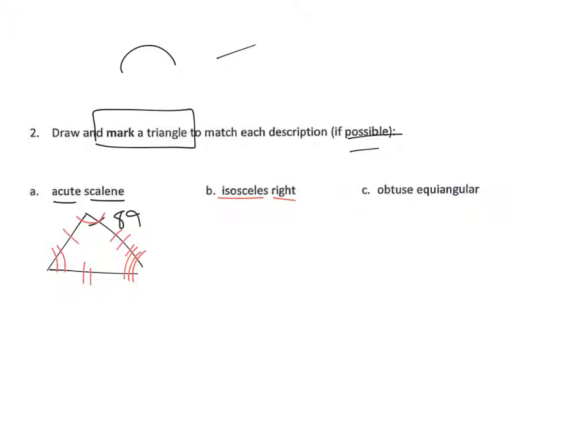Isosceles right means that we have to have a right angle. So I'm going to draw a right angle. And two sides are equal. The two equal sides have to be the sides that are adjacent to the right angle. This would be the hypotenuse. It's a right triangle.